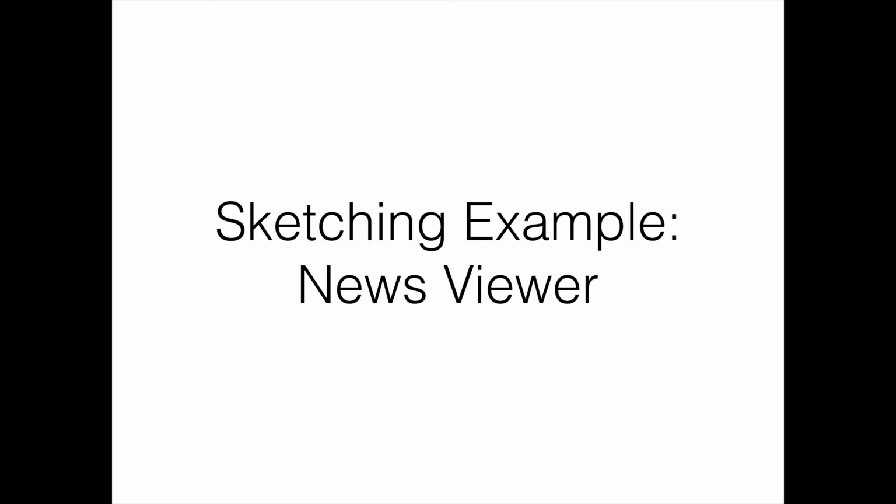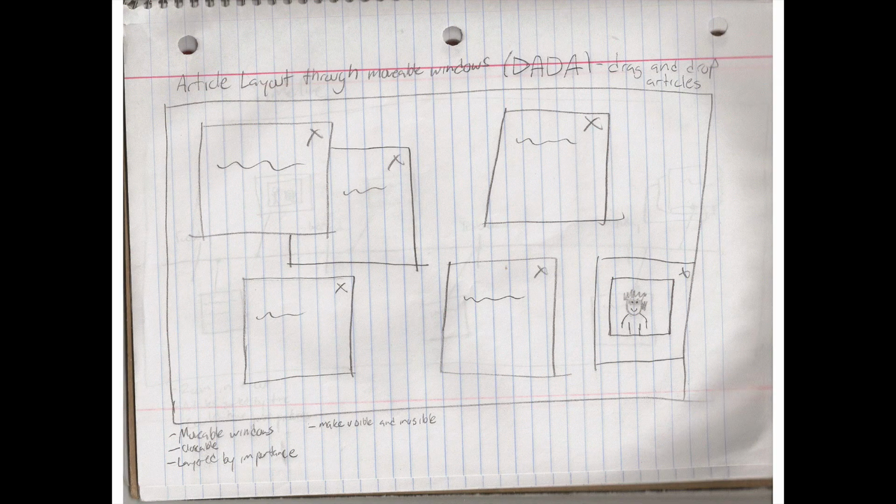So here's a different example for sketching that maybe is a little bit more complicated than just doing the file browser, which would be building an application that lets users view news items like a newsreader, RSS screen reader. So here you can see a sketch that's been given this title called Dada, or drag and drop articles. And this sketch represents some design where a user can see lots of different news articles, and you can see we've got this annotation here saying that this is an article layout where we've got these movable windows.